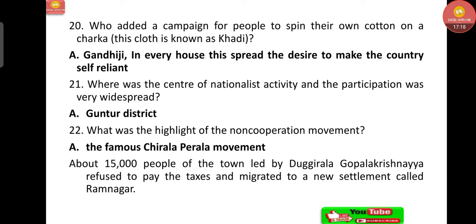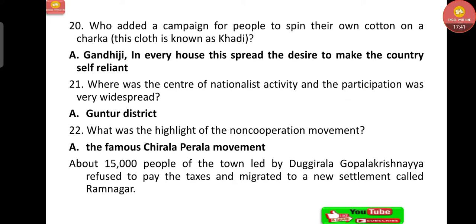Now, who added a campaign for people to spin their own cotton on a charkha? This cloth is known as khadi. That is Gandhiji. In every house, this spread the desire to make the country self-reliant. Where was the center of nationalist activity and the participation very widespread? That was in Guntur district.